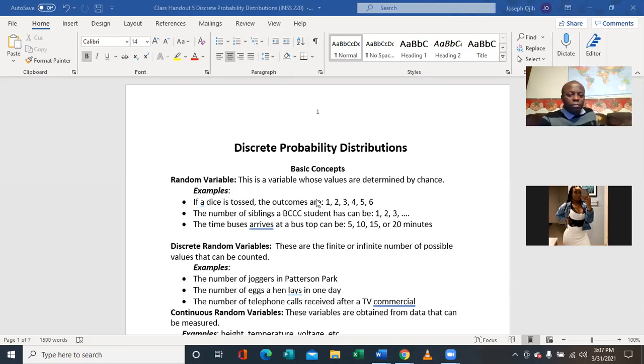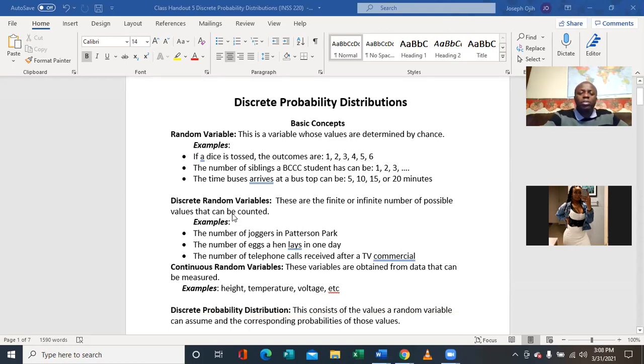Another example: the number of siblings of a BCCC student, or even a Morgan State University student. We have no control over that, because you meet in class and you don't know how many siblings anybody has. Your classmate might have one brother, or two sisters, three, four, five. How about this? The time a bus arrives at a bus stop. It can be 5 minutes late or 5 minutes earlier, 10 minutes late or 10 minutes earlier. We don't have control over that. These are all random variables.